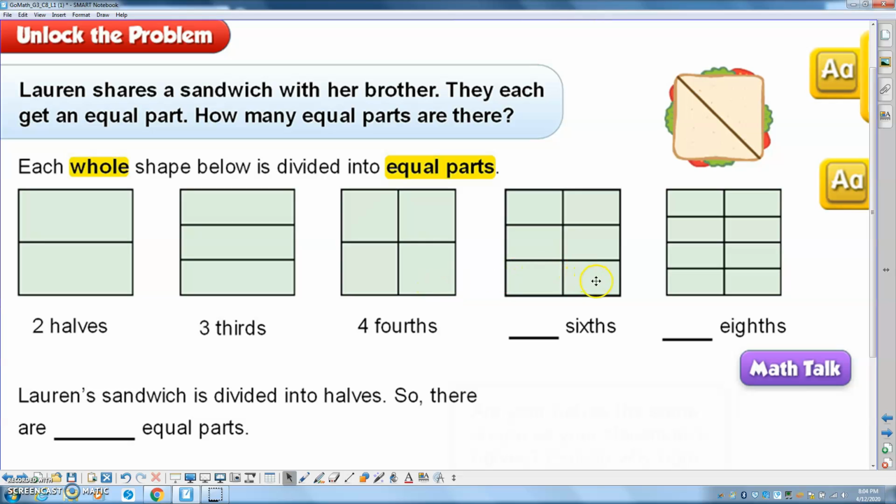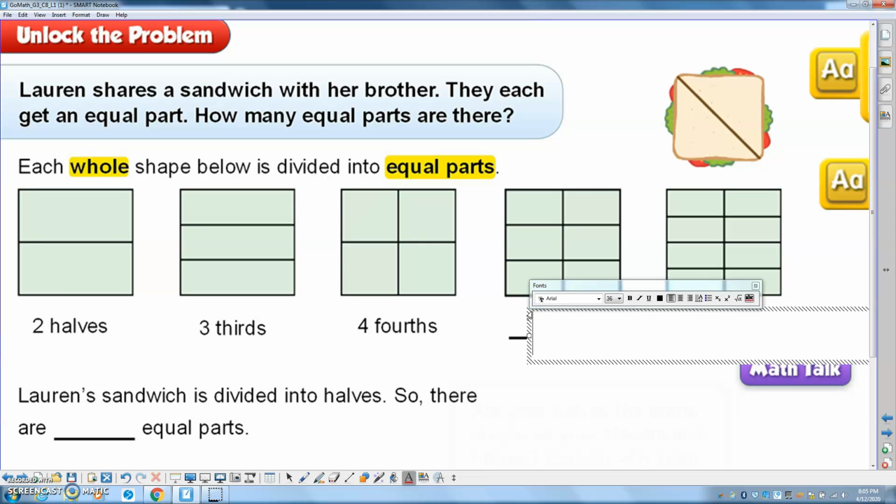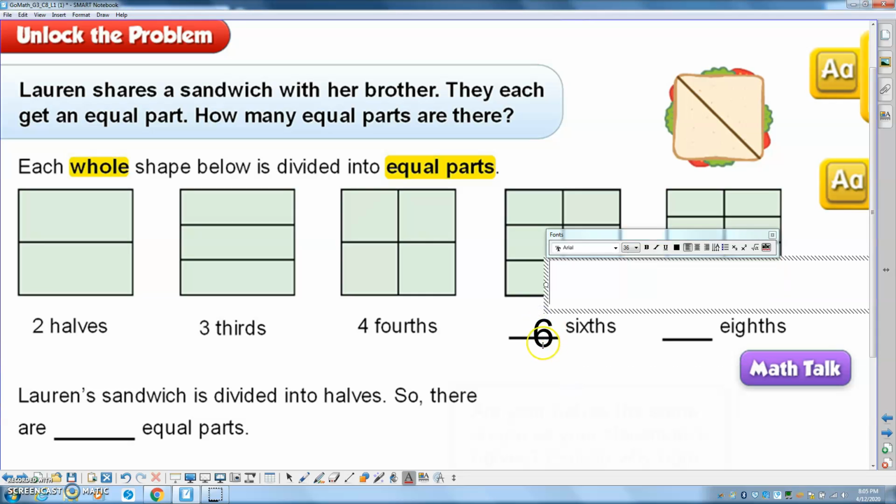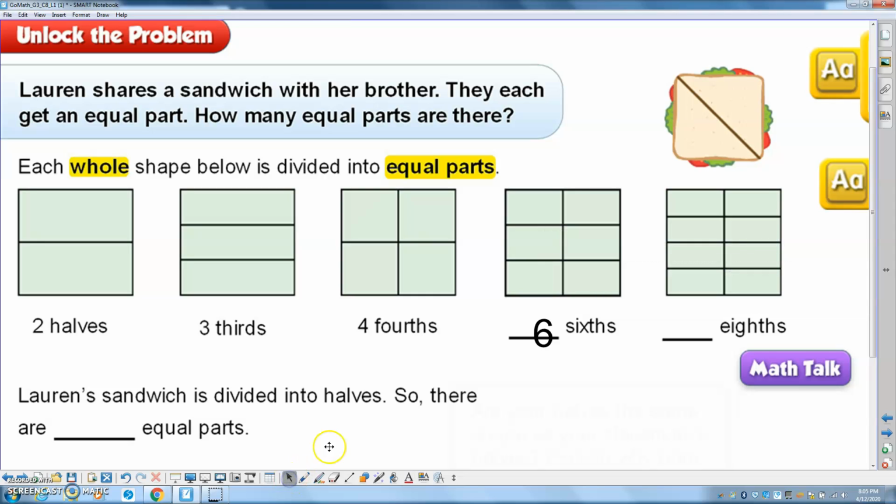In this one, we have 1, 2, 3, 4, 5, 6 equal parts. So we have, let me put my type tool right here. And let's make it bigger. We're going to put here. So how many equal parts do we have? We have 6 equal parts. Oh, I made it really big. That's okay. Whoops. Let me go back to my pointer. Okay, so we have 6 sixths. So each one of these is a sixth. We have 6 sixths to make up this whole.